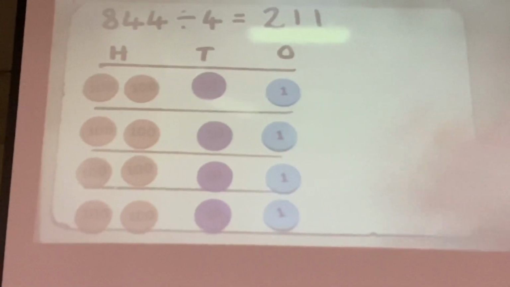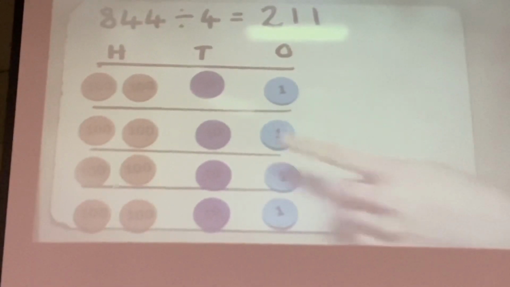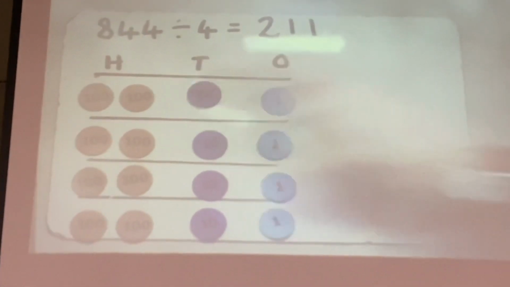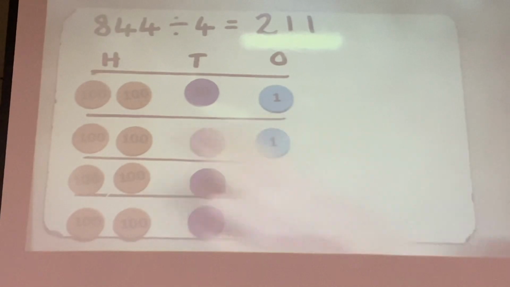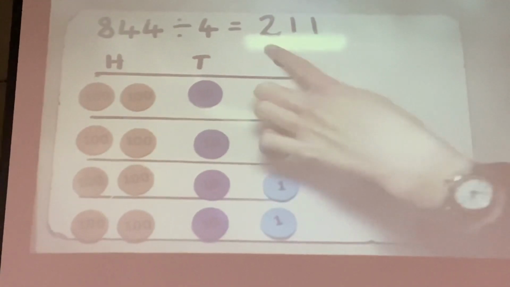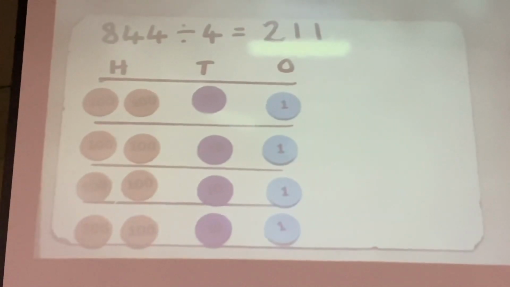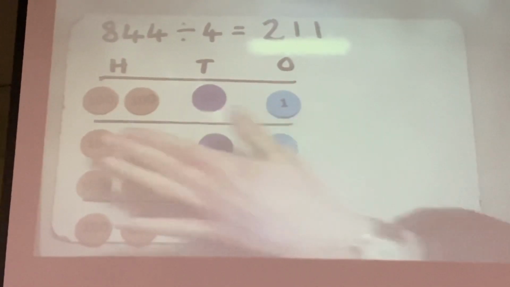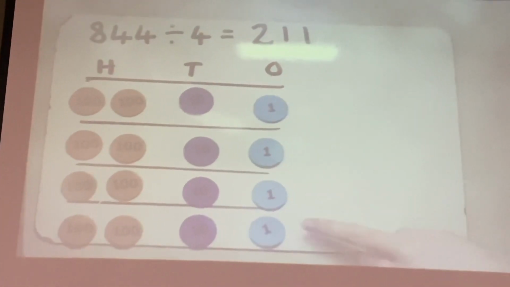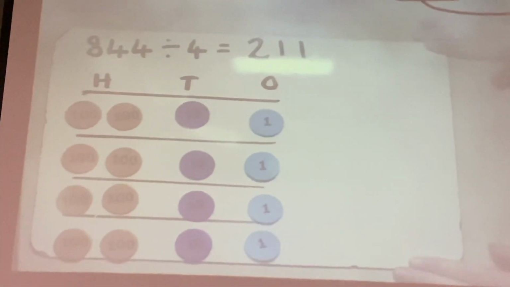So it's really visual here. We always say to them, look at one group now. What is 844 divided by 4? So it is 200s, 10 and 1, and therefore the answer is 211. Just really emphasising, we start with the biggest place value, and because we're dividing by 4, we've made 4 groups. So that would be the concrete side.